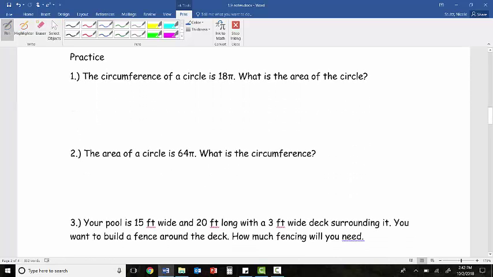So this is how we run through problems. It says the circumference of a circle is 18 pi, so I'm going to start by writing C equals 18 pi. Then underneath, I like to write what the circumference formula is. So it's diameter times pi.